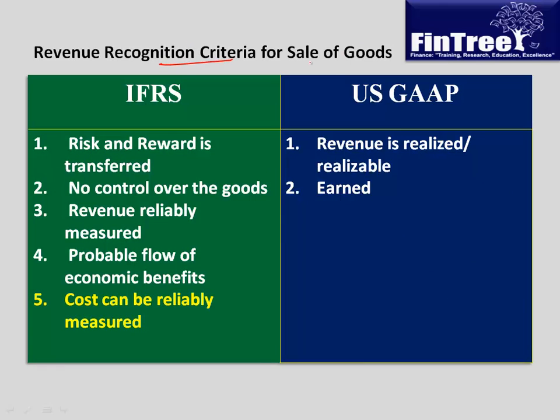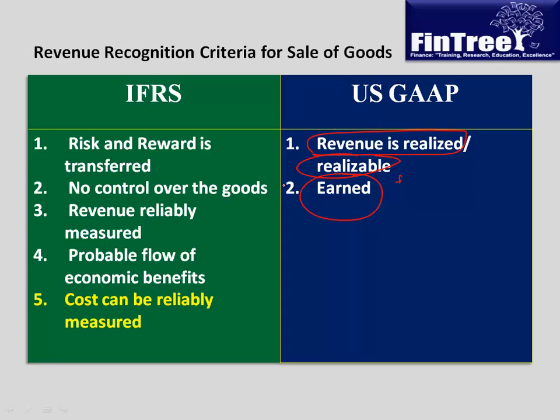Revenue recognition criteria for sale of goods. Now, generally, this is an exception to the rule that US GAAP is more detailed. In this case, IFRS has a comprehensive list of conditions to be satisfied. Condition number 1 for revenue recognition in IFRS: risk and reward has to be transferred. Number 2, no control over the goods. Number 3, revenue reliably measured. Number 4, probable flow of economic benefits. And number 5, cost can be reliably measured. Whereas in US GAAP, we just have 2 rules. Revenue is realized or realizable, plus it has been earned.